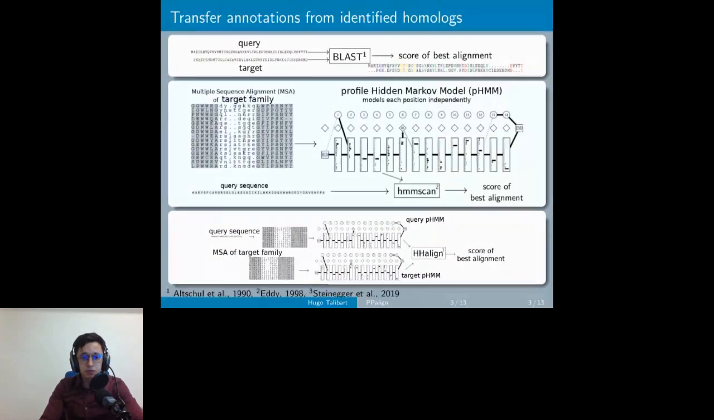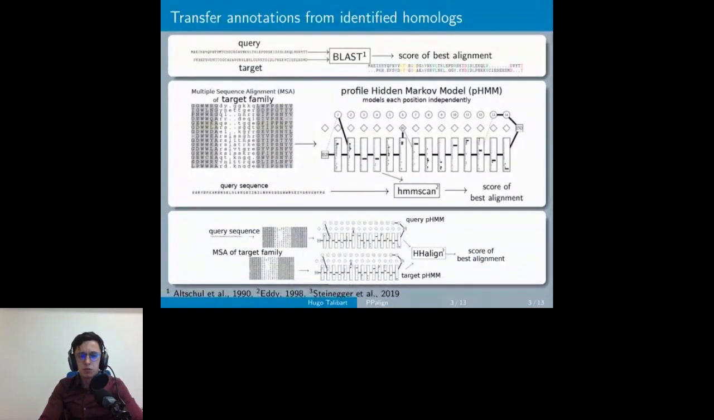The main approach to annotate a protein sequence is to transfer annotation from identified homologs. And the most straightforward way to identify a homology between two proteins is to align a query sequence to an already annotated target sequence, typically using BLAST, which will provide a score which we can then use to predict the homology between the two proteins and transfer annotations.